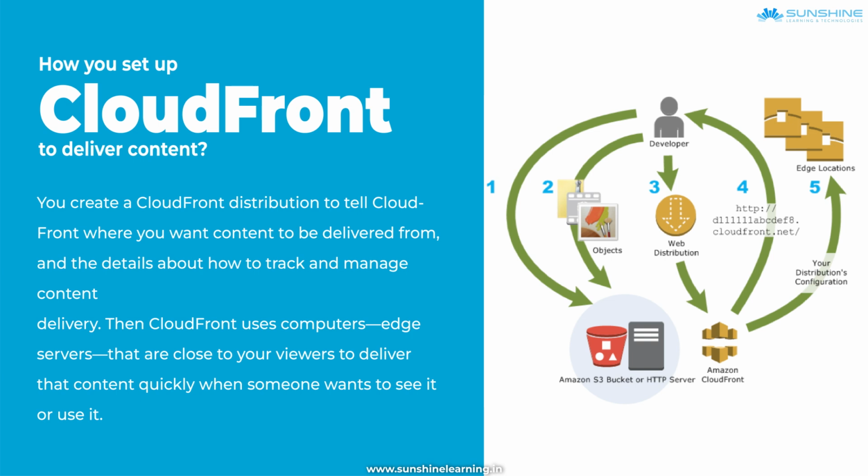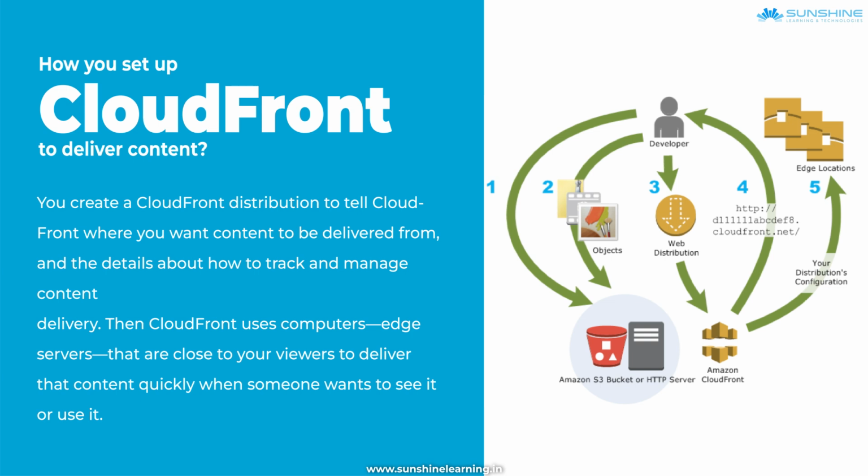Here in the diagram you can see that for the CloudFront distribution to be created, in the backend there has to be a source where the content is available. Let's say I take an S3 bucket as the source. The developer creates an S3 bucket in point 1, and then uploads the objects to the S3 bucket. It could be an image or an HTML file. Then the developer, with the help of CloudFront, creates a web distribution mentioning the details about the S3 bucket.